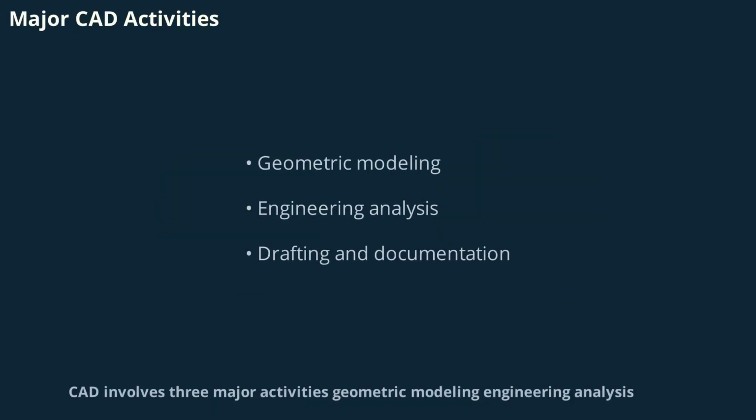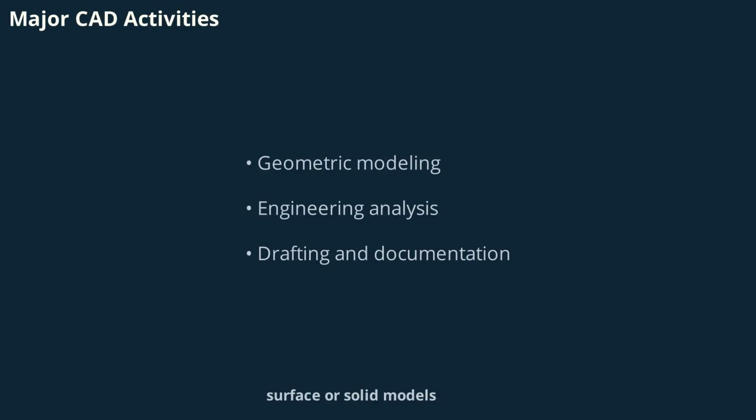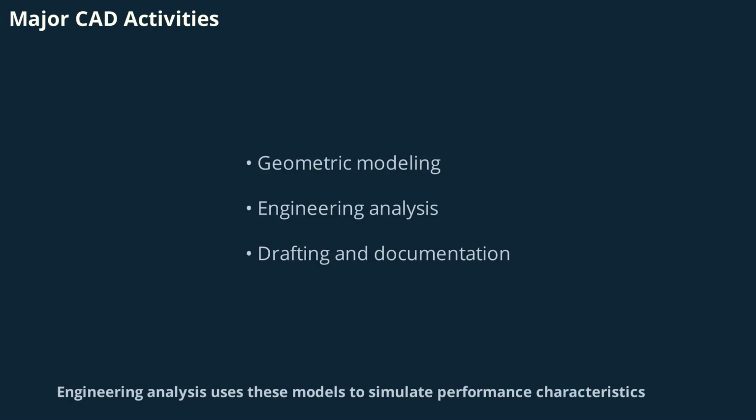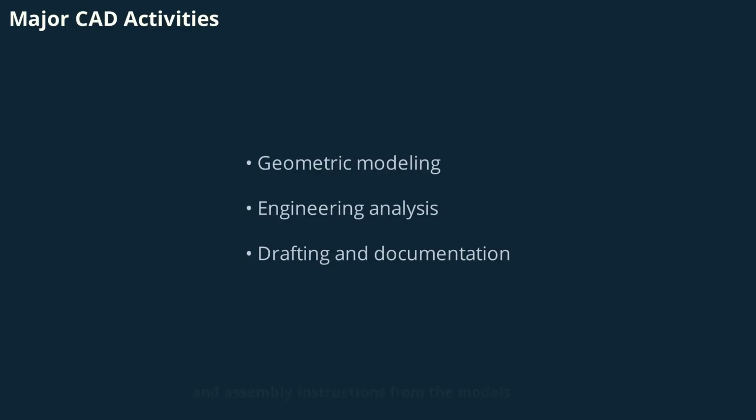CAD involves three major activities: geometric modeling, engineering analysis, and drafting documentation. Geometric modeling is the process of creating mathematical representations of real-world objects, such as wireframe, surface, or solid models. Engineering analysis uses these models to simulate performance characteristics, like stress or heat flow, allowing designers to optimize before prototyping. Drafting and documentation generate accurate technical drawings, blueprints, and assembly instructions from the models, ensuring clear communication with manufacturers and clients. Each activity is vital for transforming ideas into tangible products.